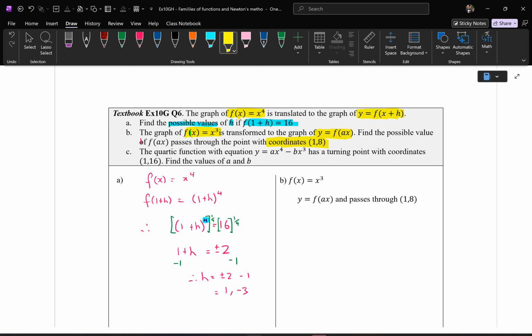Part B. We've got f of x is x cubed. It transforms to y equals f of ax. If you know that f of ax passes through the coordinates 1, 8, find the possible values. What would you do?